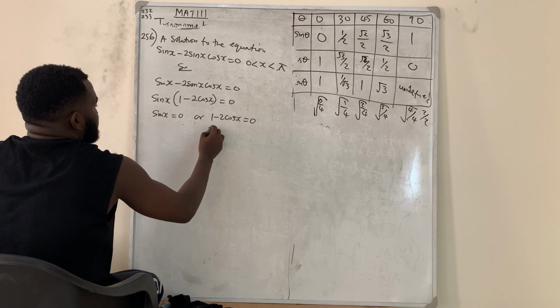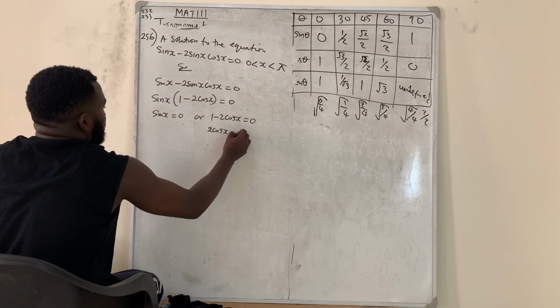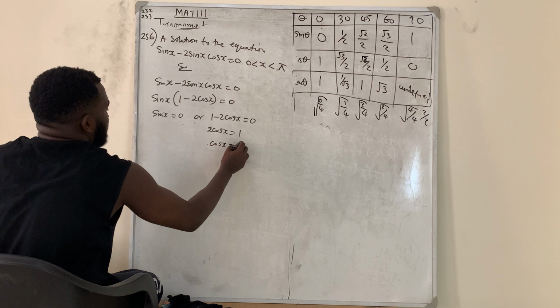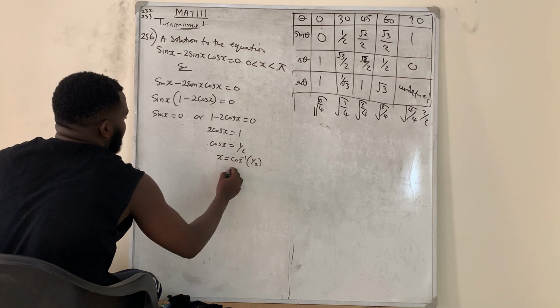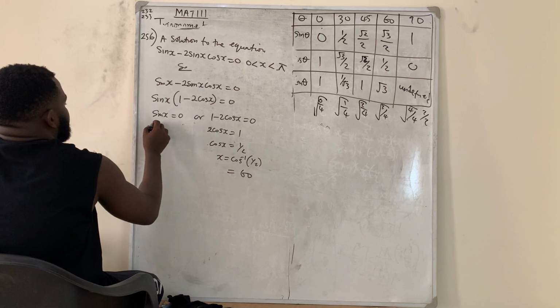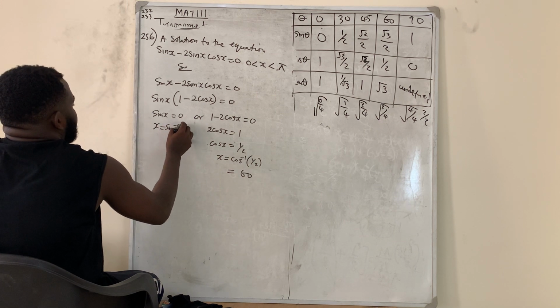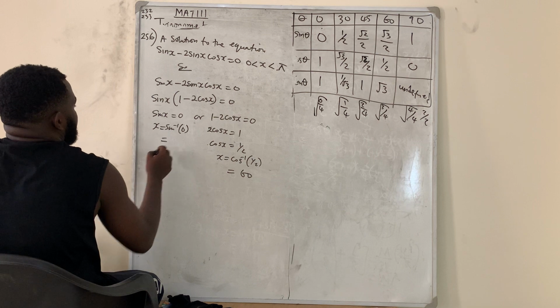So therefore, 2 cos x is equal to 1 and cos x is equal to half. So therefore, x will now be the cos inverse of half, and cos inverse of half is 60. But here, x is equal to what? The sine inverse of 0. The sine inverse of 0 is 0.